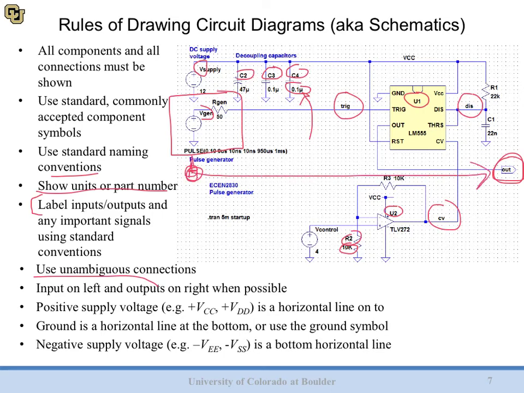Now we want to try and make that happen whenever possible. So left to right, as well as our voltages, high voltages on top and low voltages on bottom. So we have highest voltages top to lowest voltages bottom. That's sort of the standard we want to follow. Left to right in terms of data flow, top to bottom in terms of voltages.